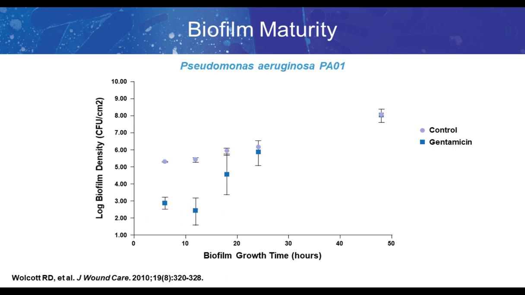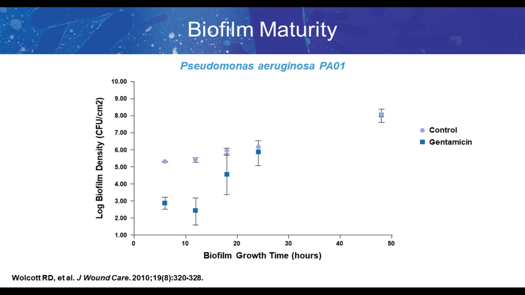And this is Pseudomonas aeruginosa. You'll notice here, we see the same phenomenon, but Pseudomonas aeruginosa develops tolerance much more quickly than Staph aureus under the same conditions. Here we're seeing a little over a 2 log reduction at 8 hours.